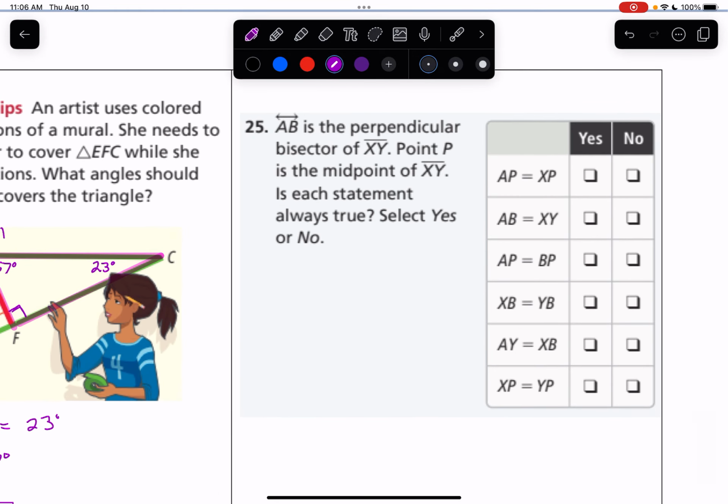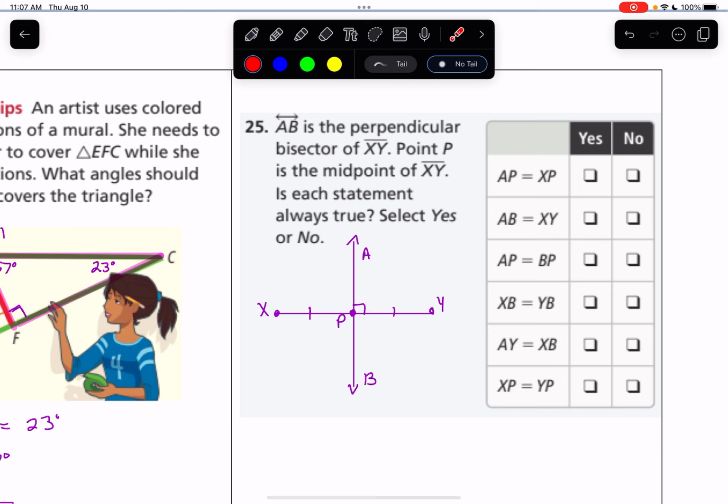Number 25, AB is the perpendicular bisector of XY. Let's draw this. So we've got XY right here, it's a segment. AB is the perpendicular bisector of XY. So that's a line, AB, and it's bisecting and it's perpendicular. Point P is the midpoint of XY. So this point right here is point P. Is each statement always true? Select yes or no. So we have AP is equal to XP.